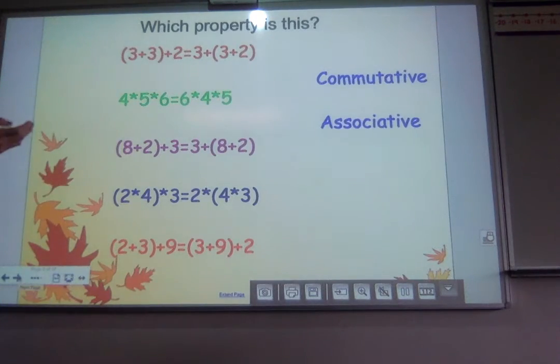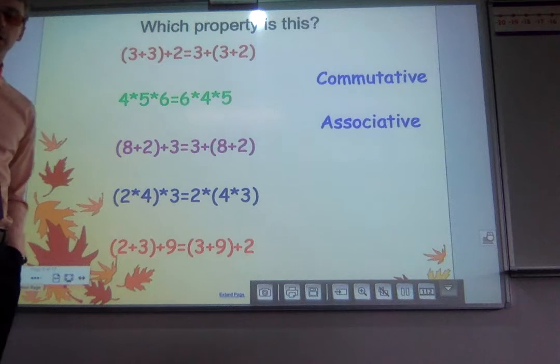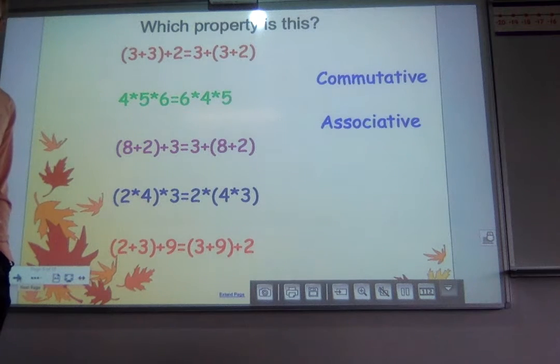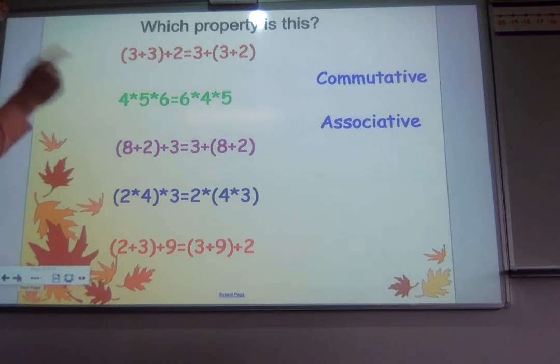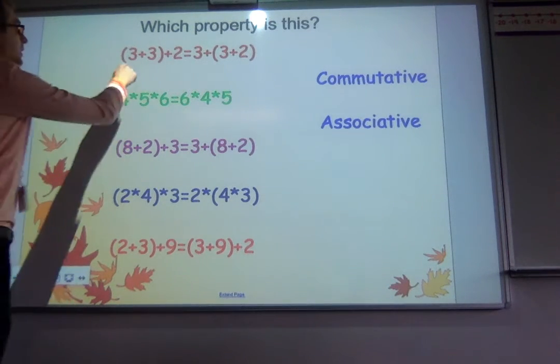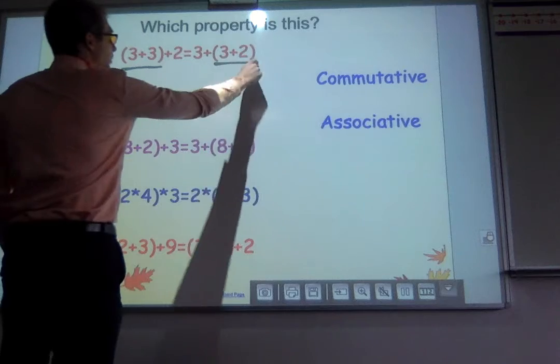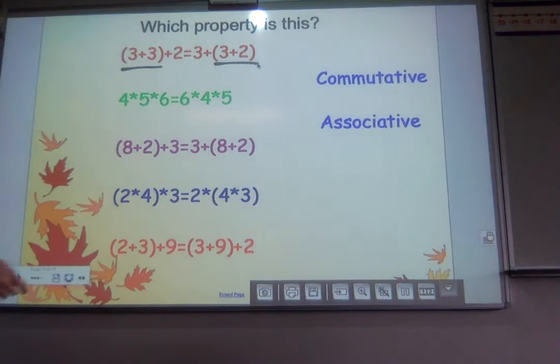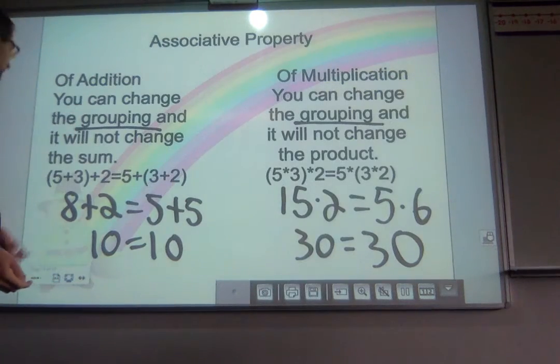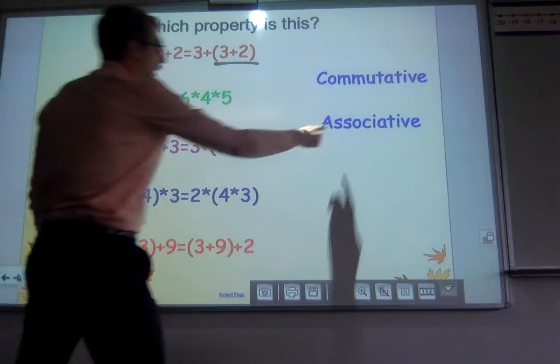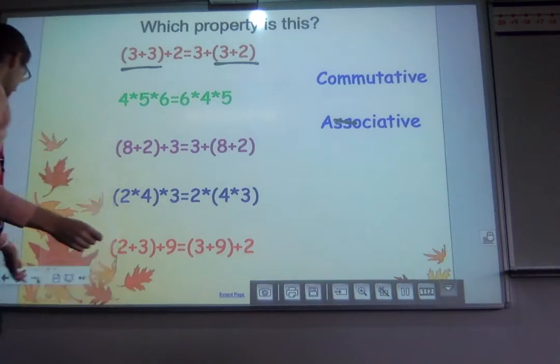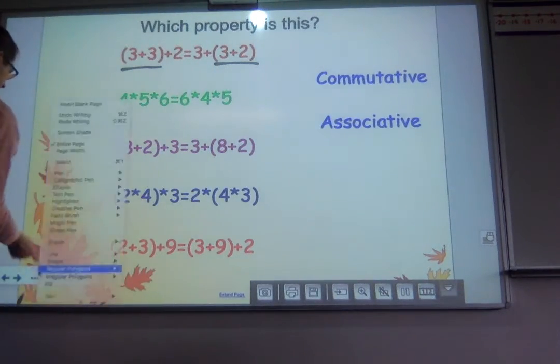All right, which property is this? If you want to pause the video and try this on your own, I'd recommend it. I'm going to go ahead and continue in 3, 2, and 1. Looking here, we can see we have 3 plus 3 and 3 plus 2. The grouping changed. Remember, when groups are changing, that's our associative property. Let me undo that writing and select the mouse.